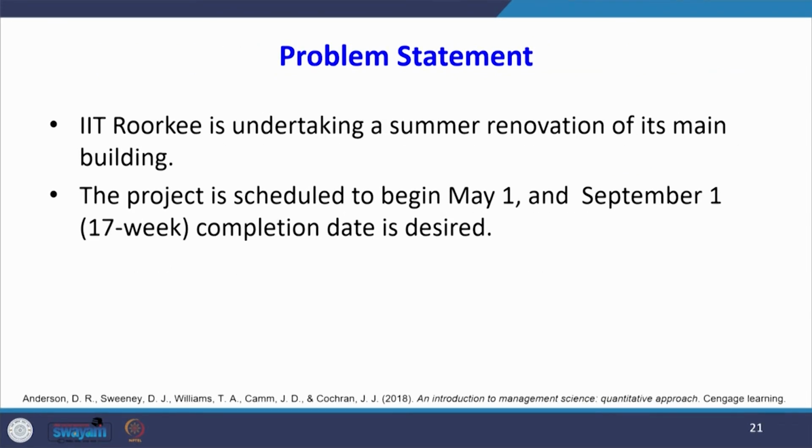Now, I have taken another problem. I am going to follow these steps in this problem, then I am going to explain the forward and backward pass. So, IIT Roorkee is undertaking a summer renovation for its main building. The project is scheduled to begin May 1 and the September 1 completion date is desired. So, how many weeks between May 1 and September 1? There are 17 weeks. So, the renovation has to be finished within 17 weeks.